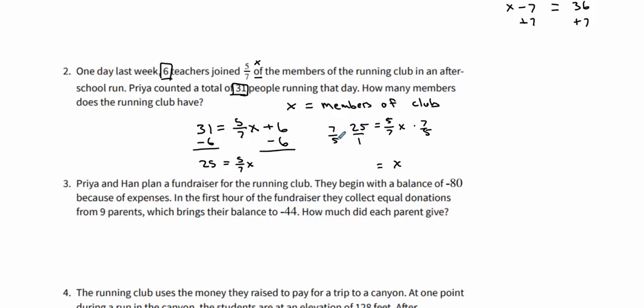So I'm going to cross cancel here. This would be 1 and 5. So 7 times 5 is 35. 1 times 1 is 1. So 35 over 1 is equal to 35. So 35 is equal to x, and that's the members of the running club. So the running club has 35 members.